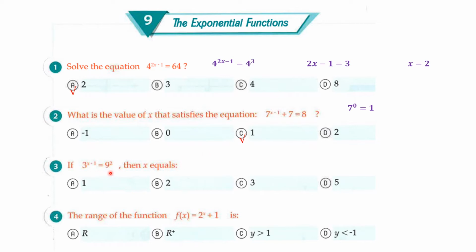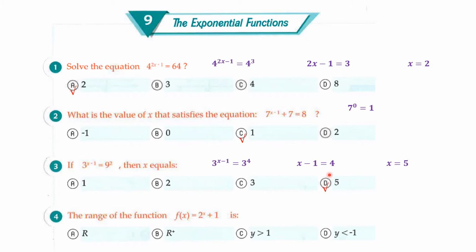Here I have to make the bases equal, so I can say 3 to the power of x minus 1 equals 3 to the power of 4. 9 to the power of 2 is 3 to the power of 4. So x minus 1 equals 4, and so x equals 5.